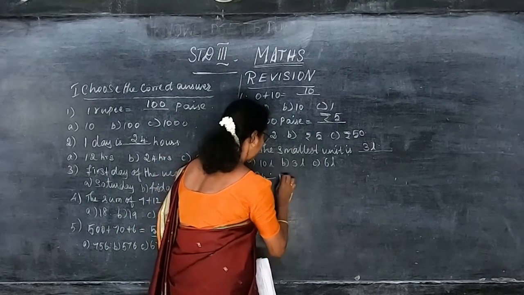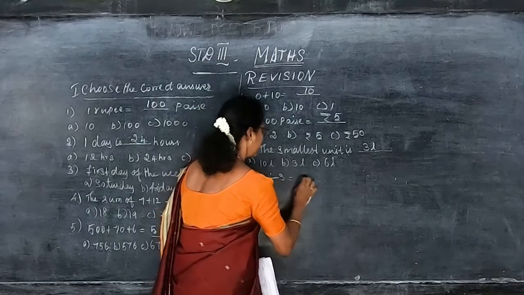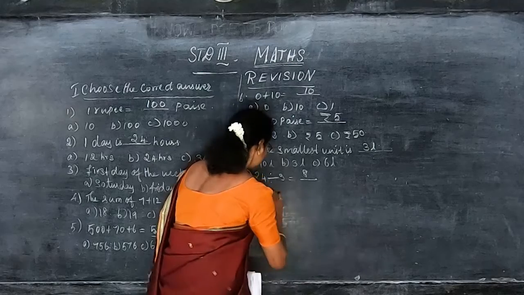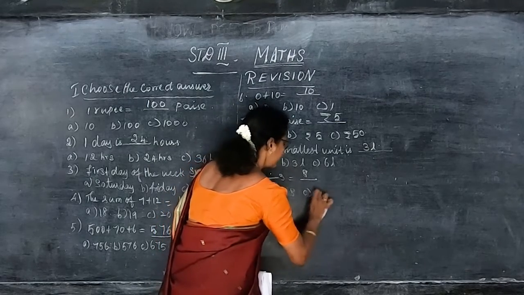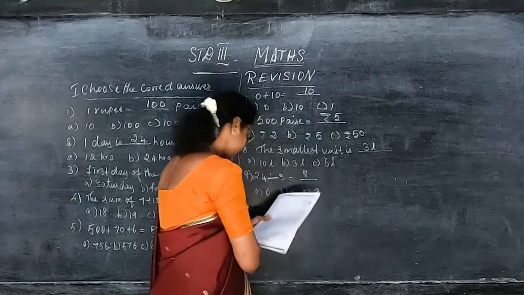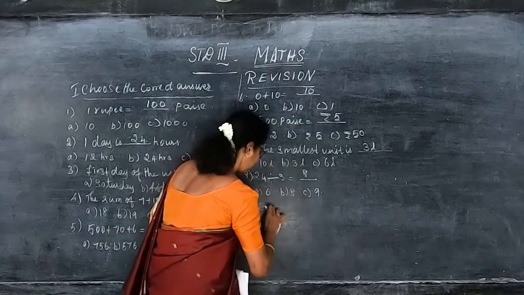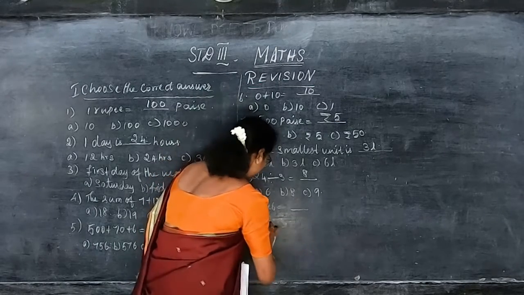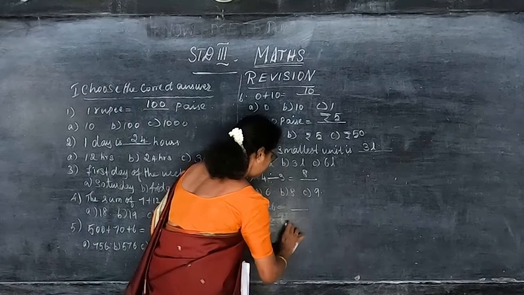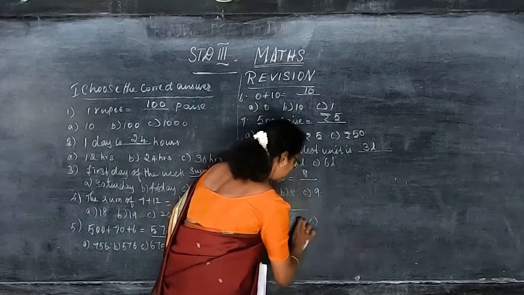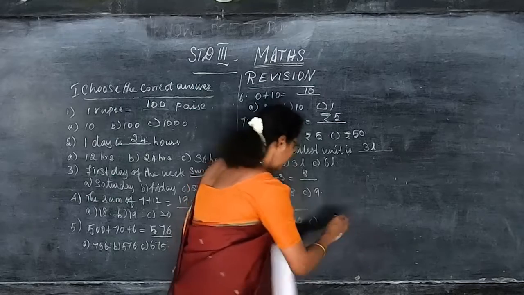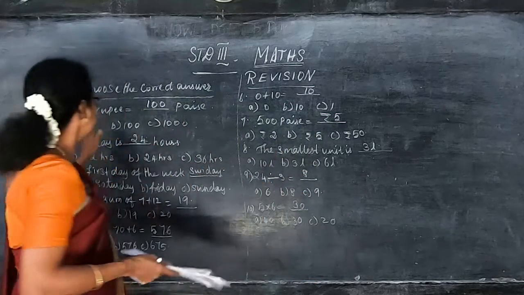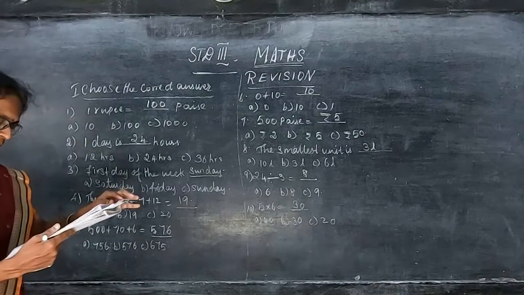The ninth one, 24 divided by 3 is equal to 8. So the options are A is 6, B is 8 and C is 9. Tenth one, 5 sixes. 5 into 6 is equal to dash. A is 40, B is 30 and C is 20. So 5 sixes are 30. So these are the choose questions I have given. Note down and write down everything, children.